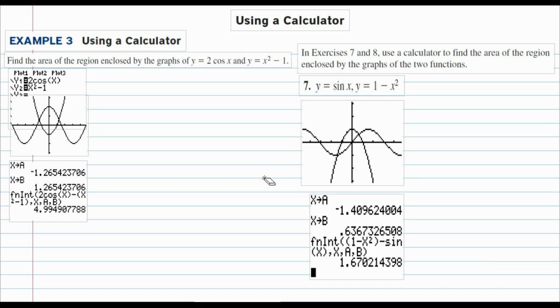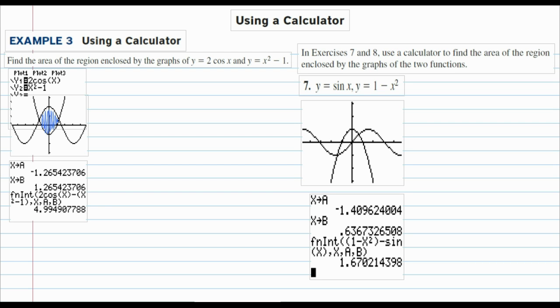So in example 3 here, we've got y equals 2 cosine of x and y equals x squared minus 1. Now the directions say find the area of the region enclosed by those graphs. Well, that means it's going to be this area in between. It's enclosed by those two graphs and those two graphs only. Not out here where there's no enclosure, or out here where there's no enclosure, or up here. It's enclosed by those two graphs.